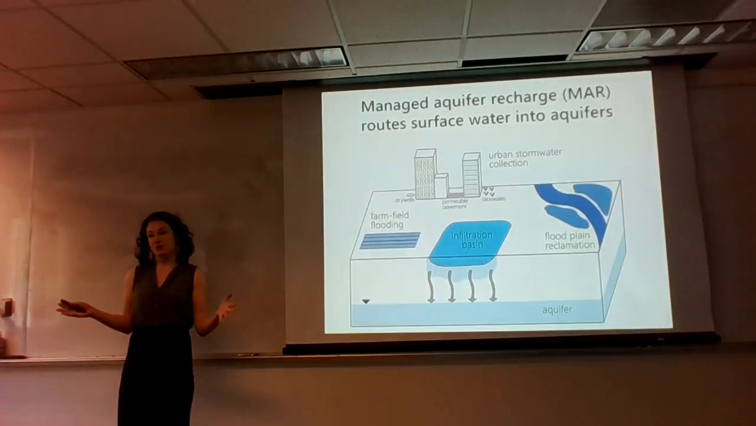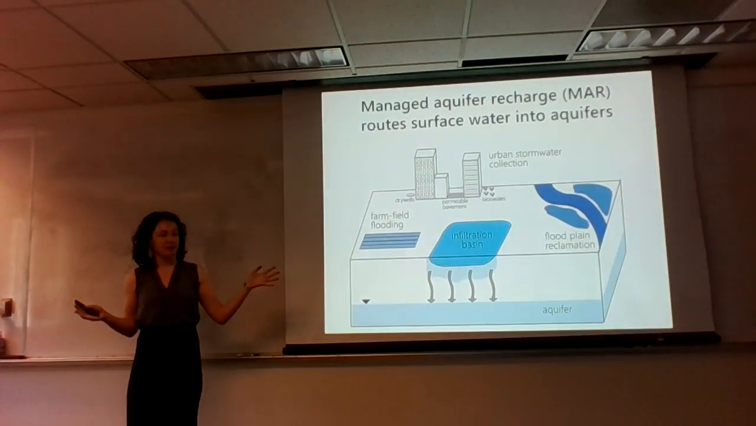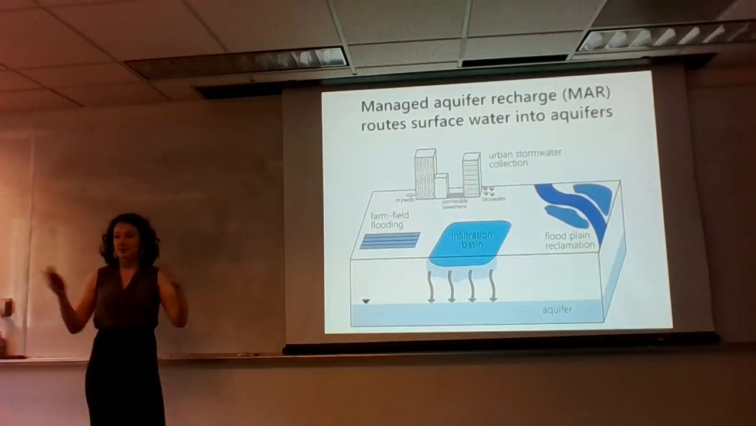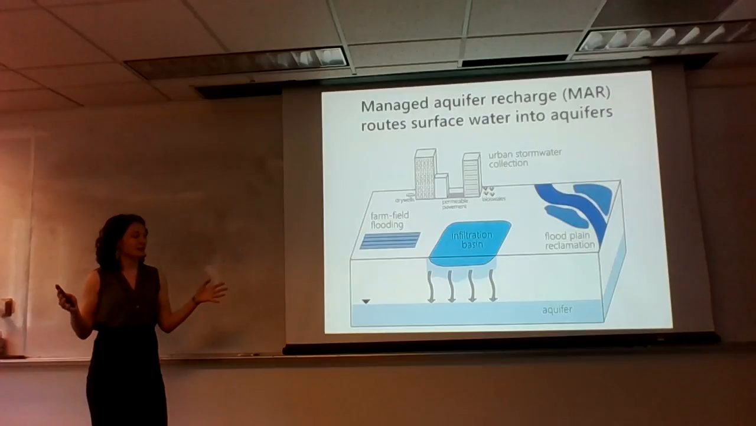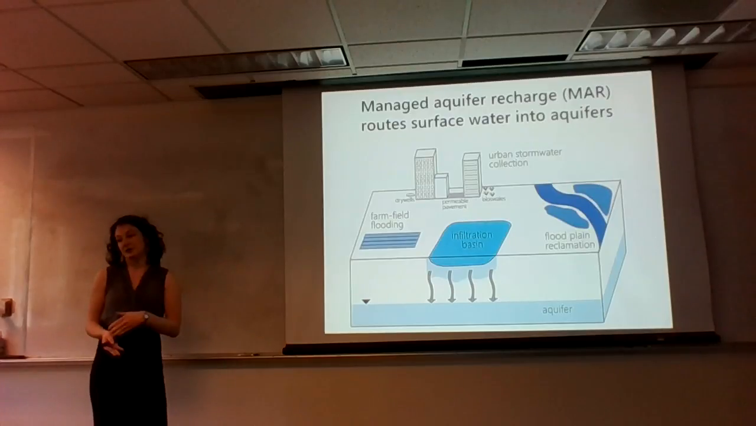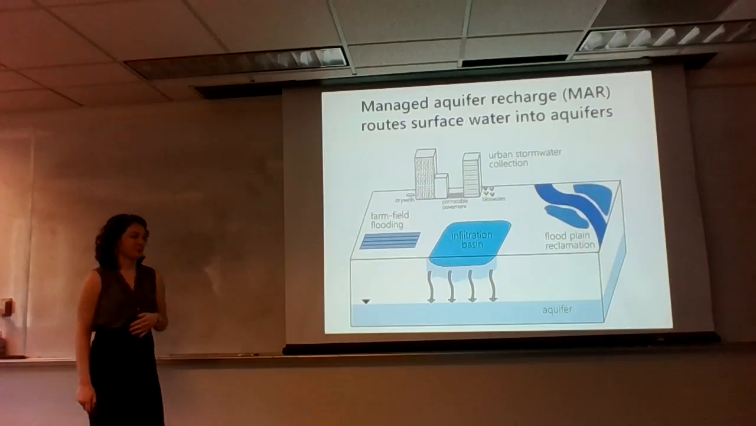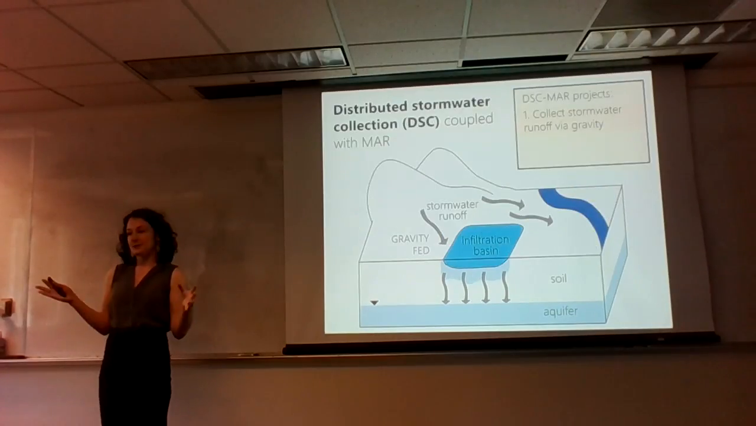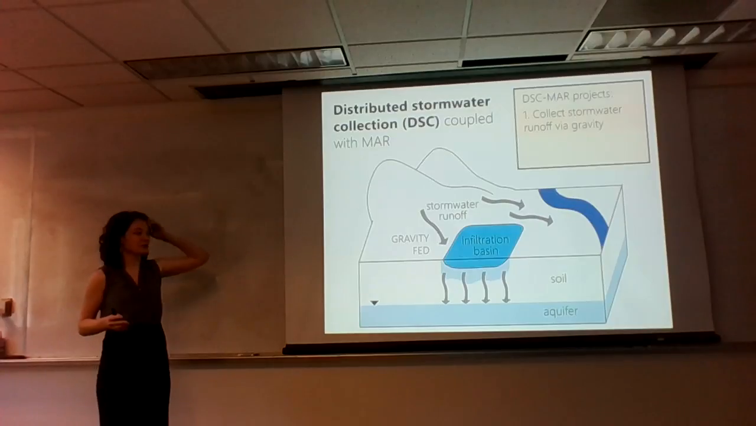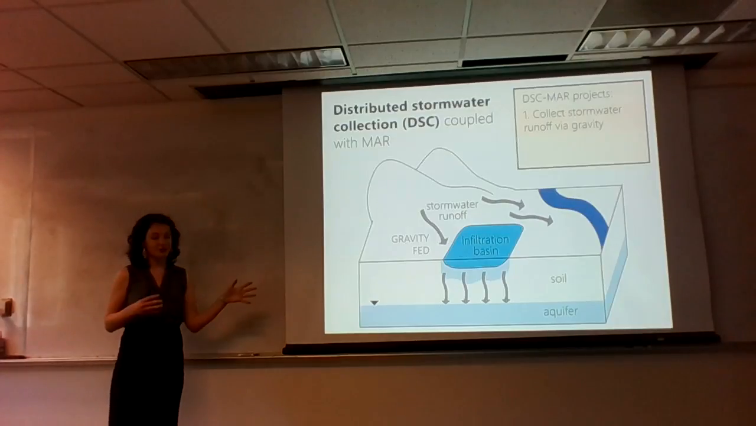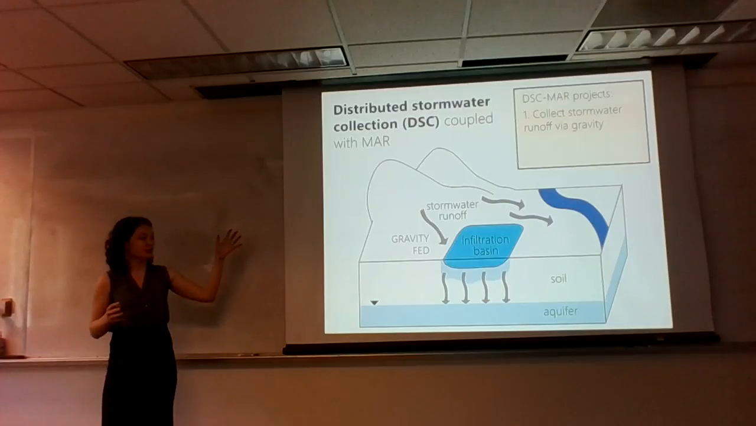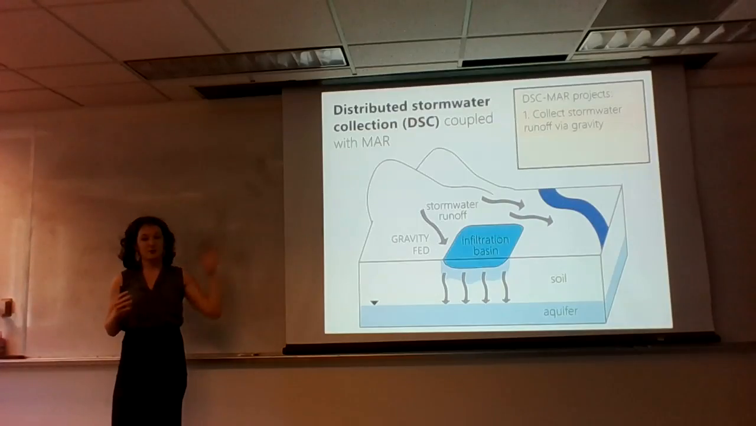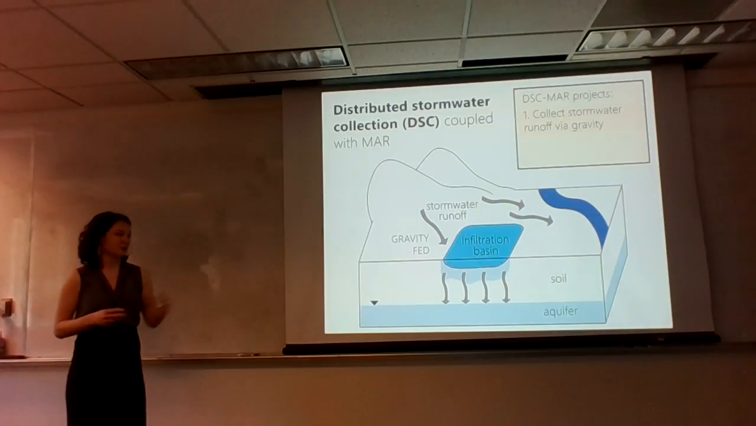One way to improve groundwater supply is managed aquifer recharge, or MAR. And MAR refers to a number of different strategies that route surface water underground into aquifers to improve water supply. For my dissertation, I focus on a specific type of MAR project, and that's distributed stormwater collection. Throughout the presentation today, I'll use distributed stormwater collection and DSC MAR interchangeably to refer to this type of project.